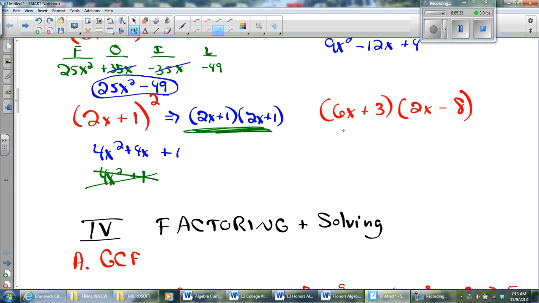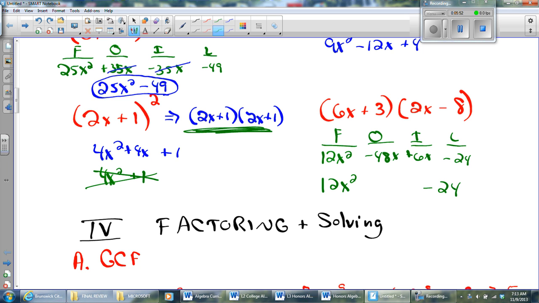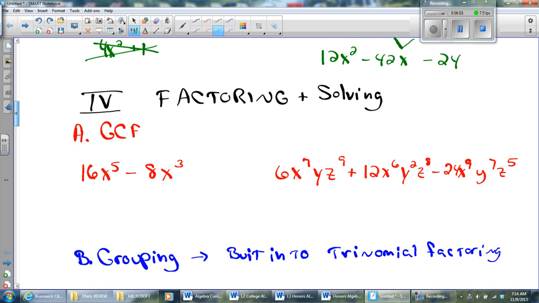All right, here we go. Firsts are going to give me 12x squared. My outers are going to give me a negative 48x. My inners are going to give me a positive 6x. And my lasts are going to give me a negative 24. I'm going to combine like terms. The 12x squared and the negative 24 will stay the same. And I believe I'm going to have a negative 42x when I combine these two. And there you go.